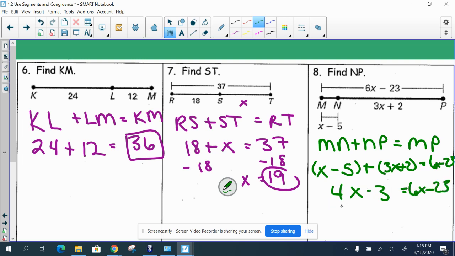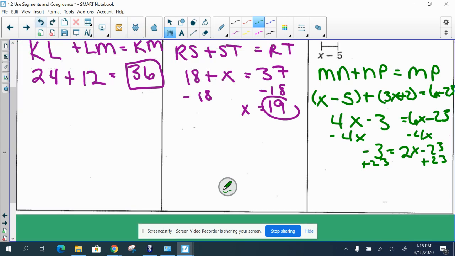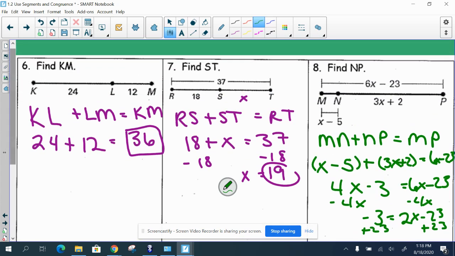I'm going to subtract the smaller x. So negative 3 equals 2x minus 23. Add the 23 over. Here we go. So that gives you 20 equals 2x. x equals 10. Now, hold on. Did it ask us to find x? Let's look at the top. No, it says to find NP.